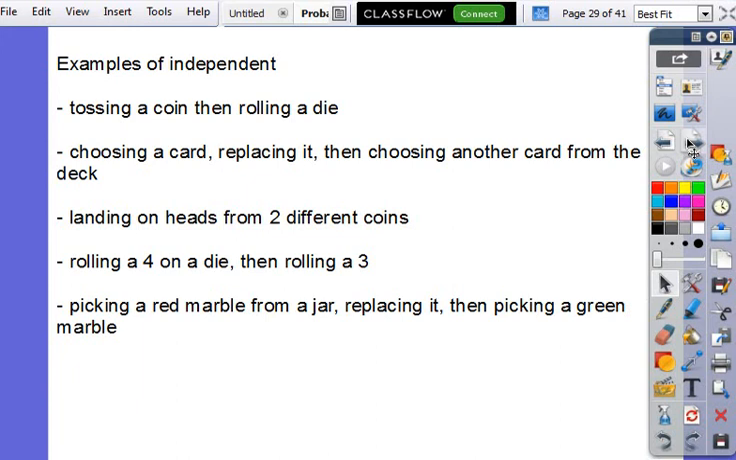Landing on heads from two different coins. If I flip a coin over here and a coin over here, the first one doesn't affect the second one. Rolling a 4, then rolling a 3. Again, what happens the first time does not affect the second time. And picking a red marble, replacing it, and picking a green marble. All of those would be examples of independent because the first one does not affect the second one in any way.